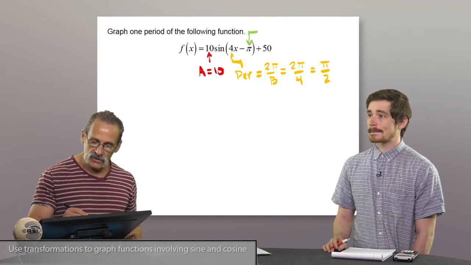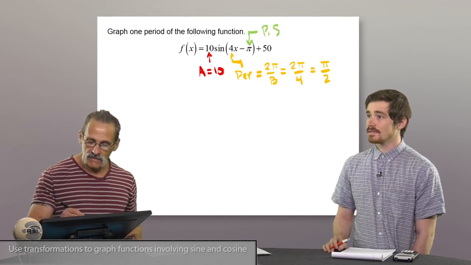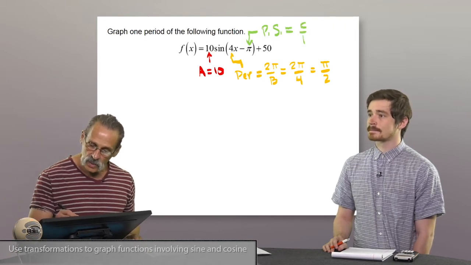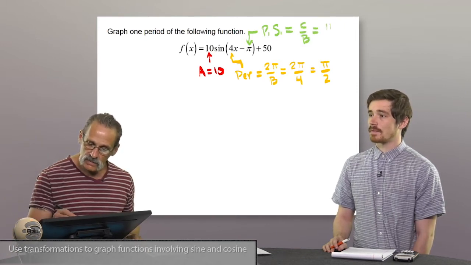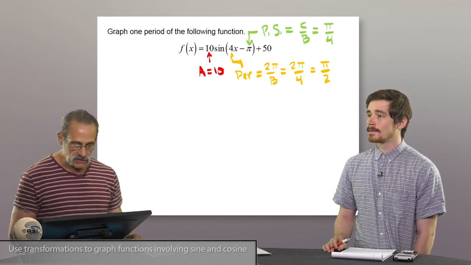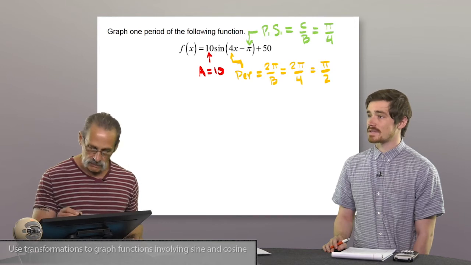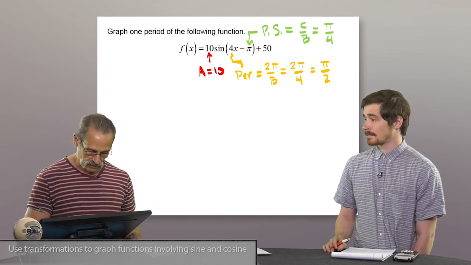And pi is used to find what? The phase shift. Very good. And the phase shift is given by c over b. In this case, that is pi over 4. Excellent. And the very last number we see is what? We see a 50. Very, very good.